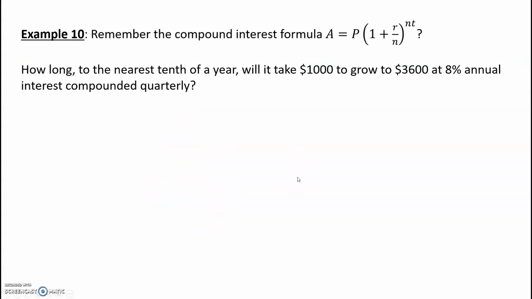All right, number 10. We've actually used this formula, right? This is our compound interest formula. Except the only difference was I was asking you what was the amount after so many years at a certain percentage, compounded quarterly, monthly, whatever. Now I'm going to give you different information. I want my $1,000 to grow to $3,600. So in the end, I want to have $3,600.